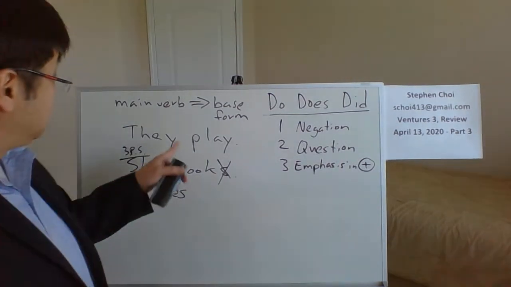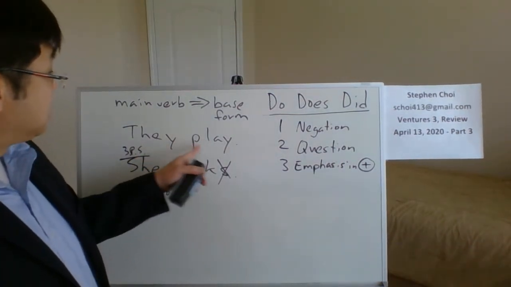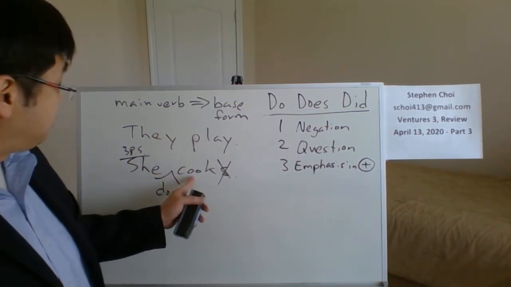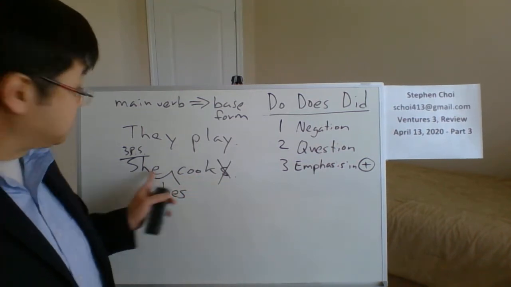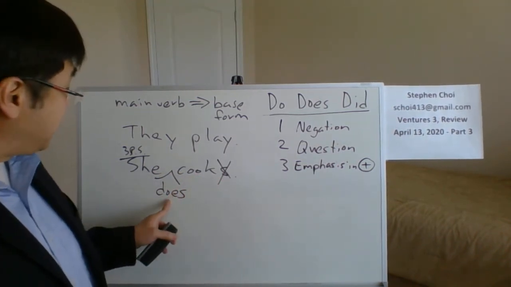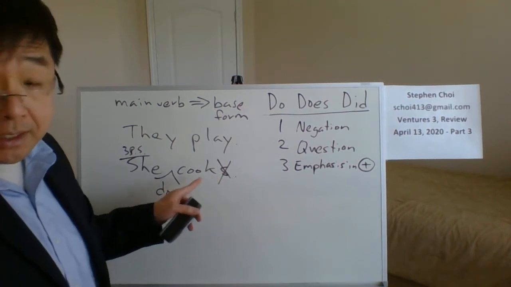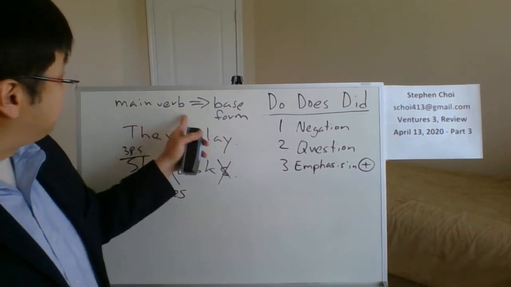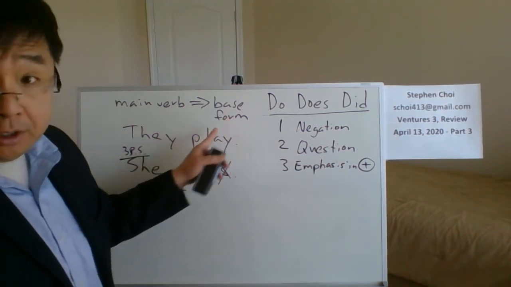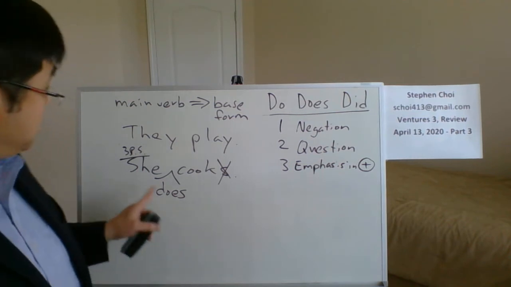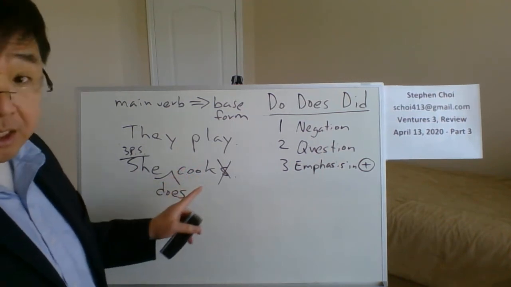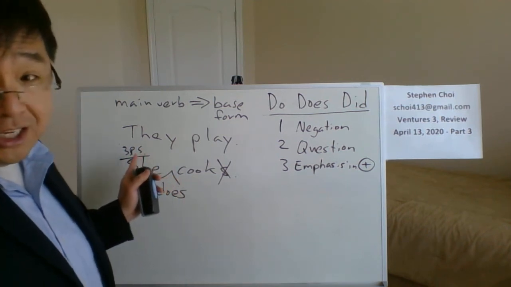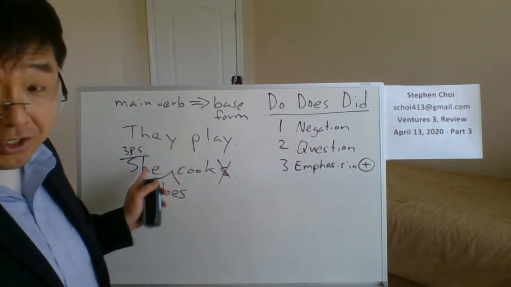So, here they do play. Play is already base form, so you don't change anything. But in the third person singular, she cooks, you put that S because it's third person singular. But when you use does, you take out the S. Anytime you use do, does, did, the main verb turns back to the base form. So she does cook. Not she does cooks, not she do cook. She does cook.